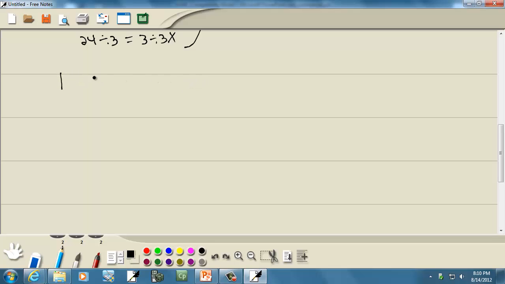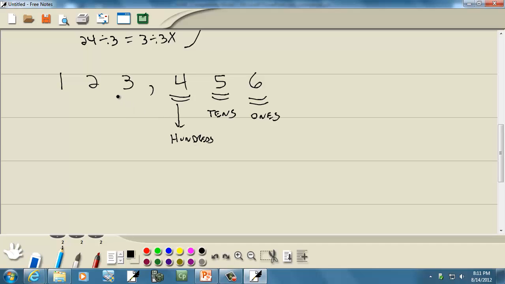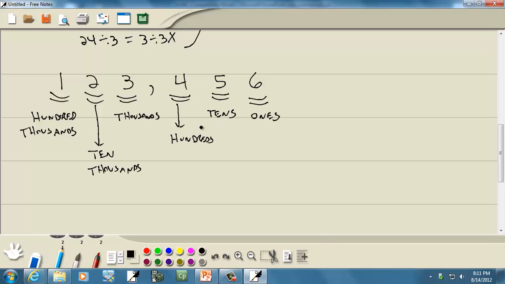But let's say I got 1, 2, 3, 4, 5, 6. 123,456. This right here is my ones. This right here is my tens. This one is my hundreds. This one's my 1,000s. This one right here is my 10,000s. And then this one right here is my 100,000s. Most of them revolve around these first ones.